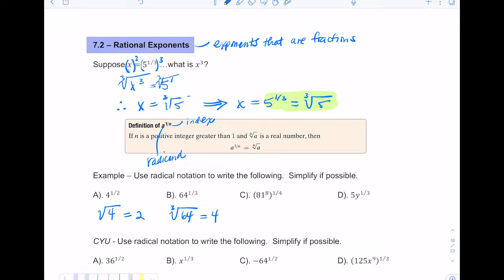For letter C, I have a power to a power, so I could multiply the two powers together. 8 times 1/4 gives me 2, so that would be 81 squared. But I'm going to rewrite it, and this would be the 4th root of 81 to the 8th. And we learned in one of the other sections that really you just divide the index into the power, and 4 goes into 8 2 times. So we get 81 squared. And 81 squared comes out to be 6561.